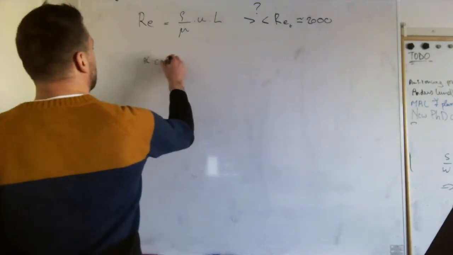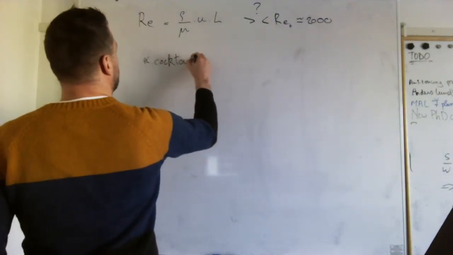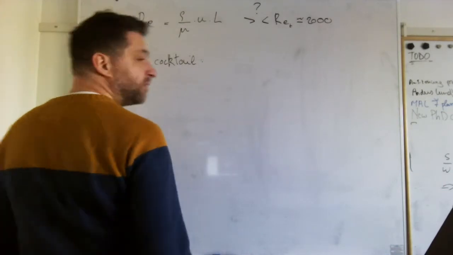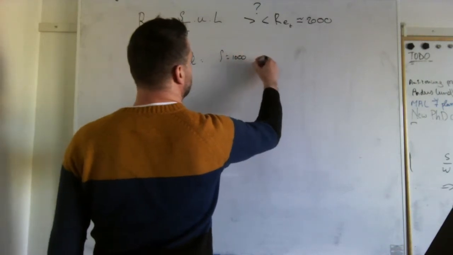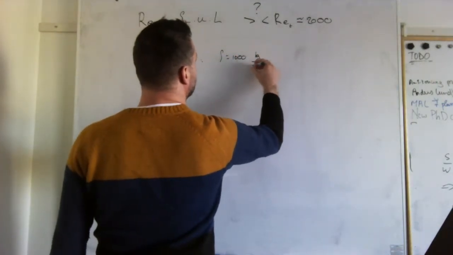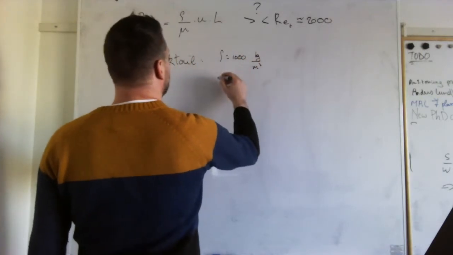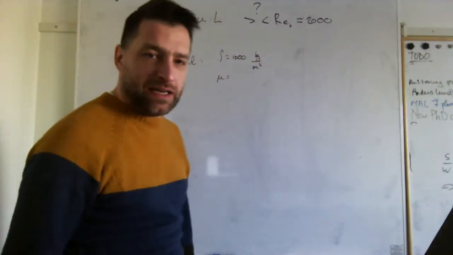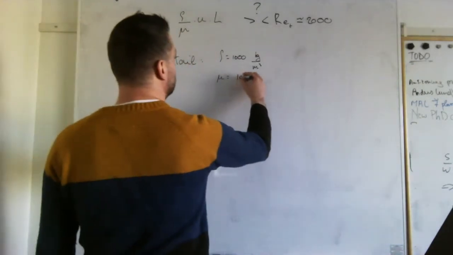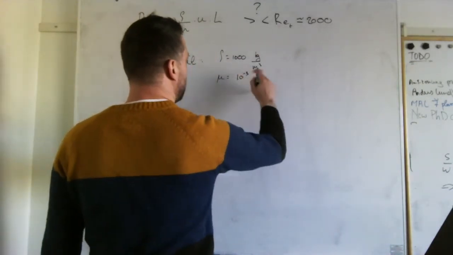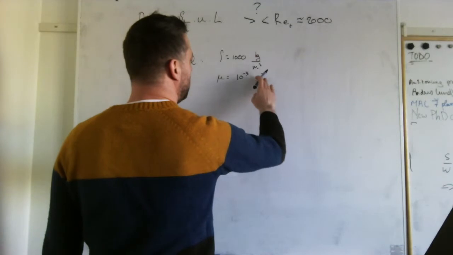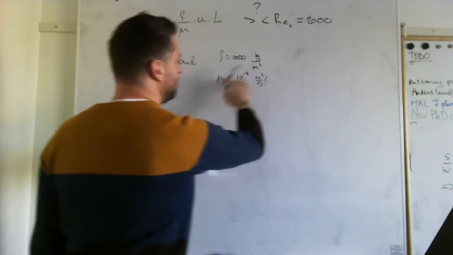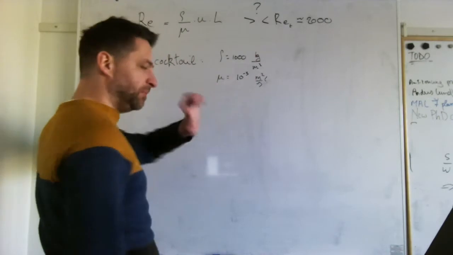So for a cocktail, the density is about the same as water, so rho equals 1000, that is kilogram per cubic meter. The viscosity of a water-like liquid is in the order of magnitude of 10 to the minus 3, and that is square meter per second, I think. I'm not sure about this. You have to check the dimensions of the viscosity because I'm not 100% sure.